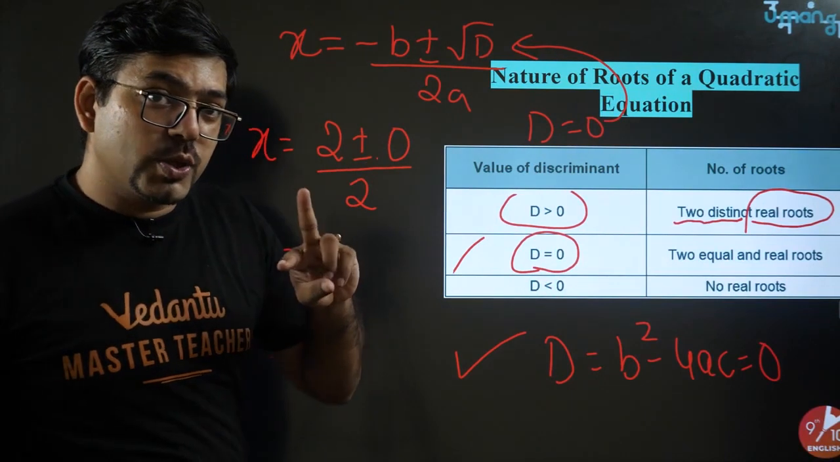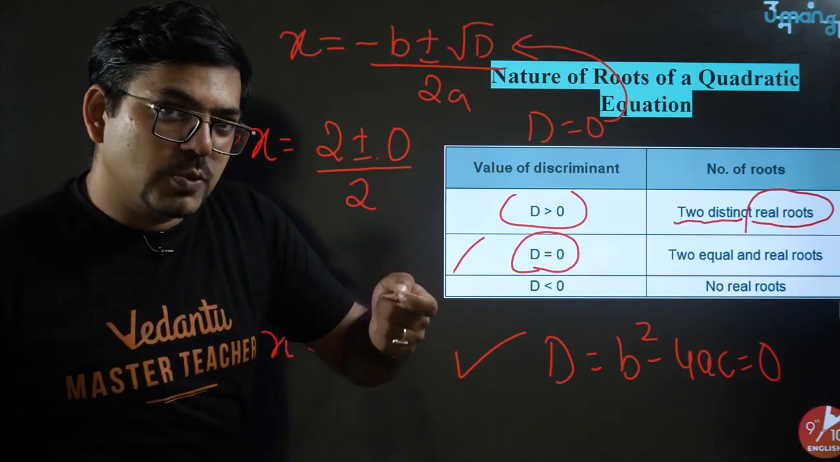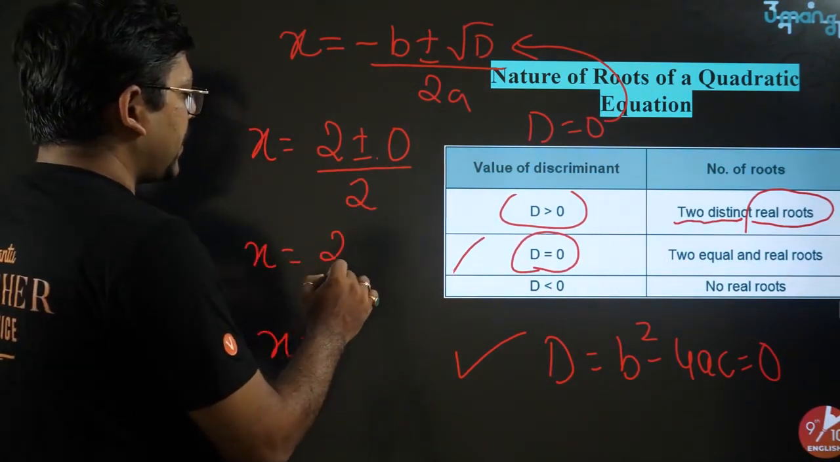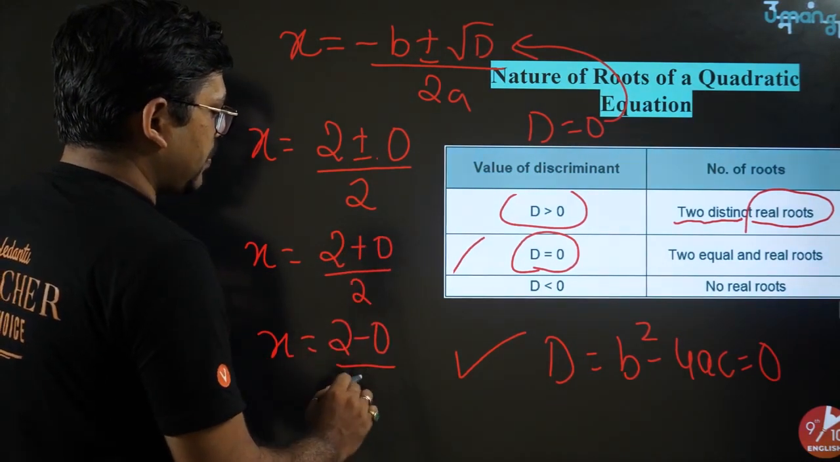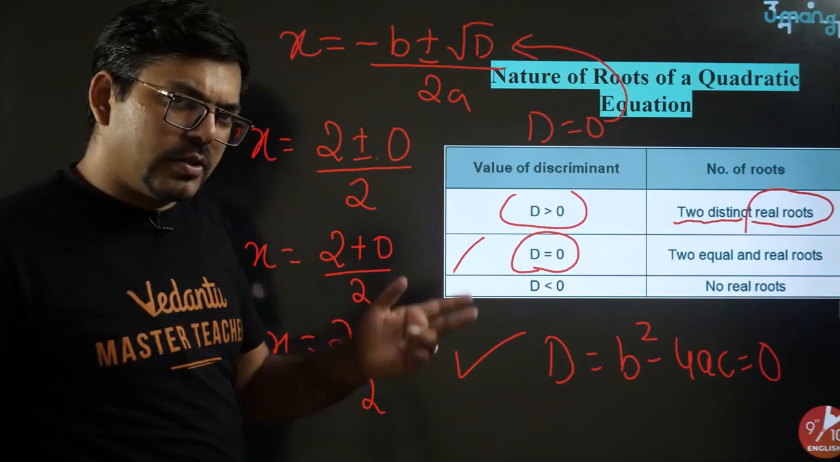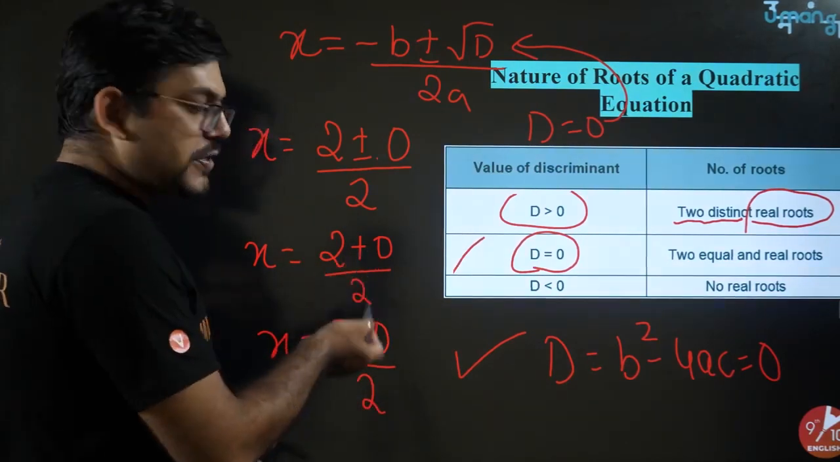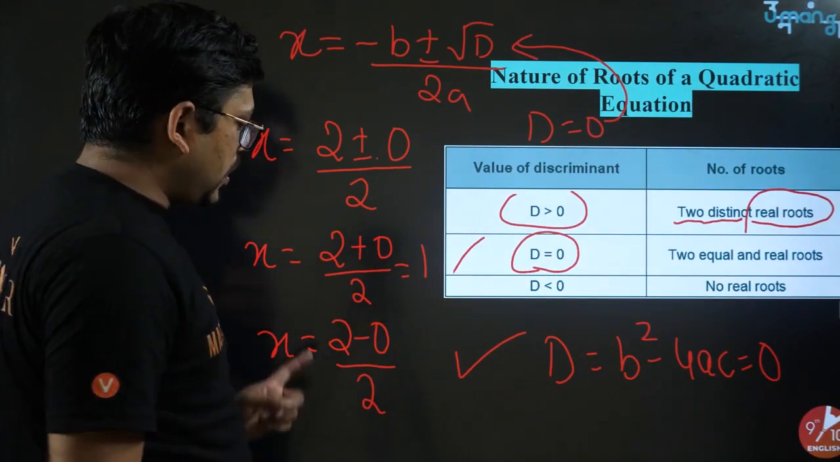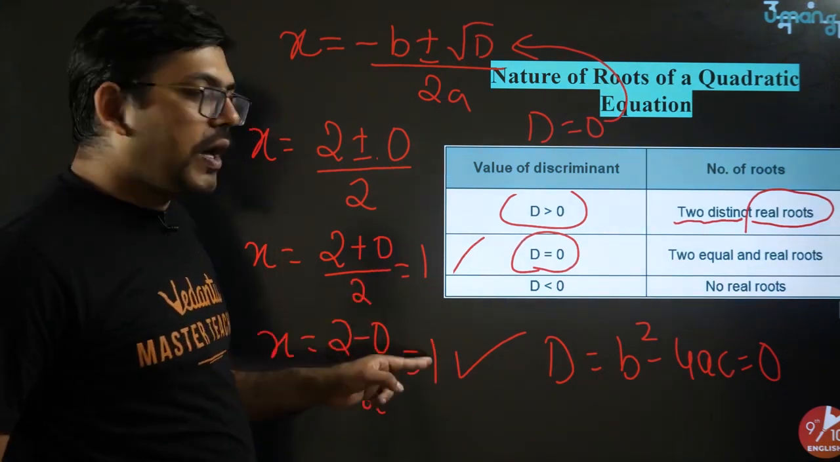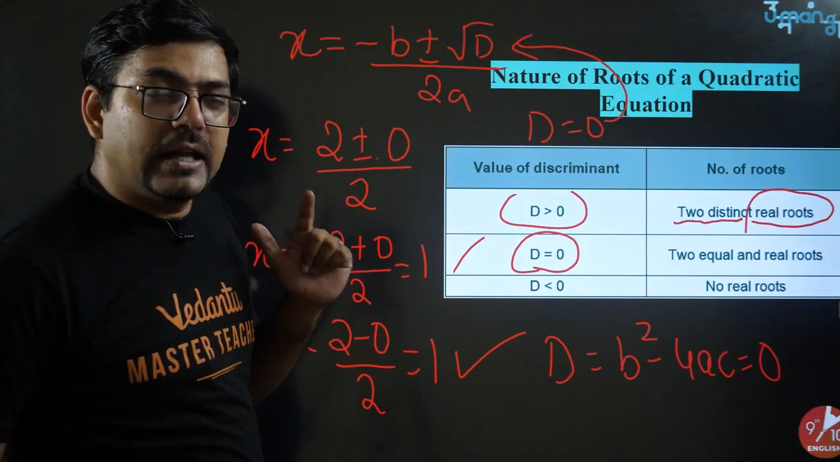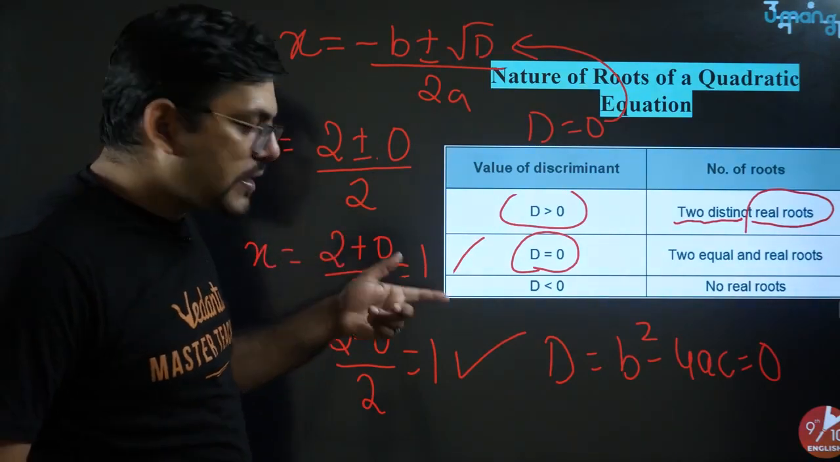So now for two zeros, what we used to do? We used to do plus ones, minus ones. So we will be writing 2 plus 0 divided by 2, and then 2 minus 0 divided by 2. Now just apply your common sense: 2 plus 0 is 2, 2 by 2 is 1, okay? 2 minus 0 is 2, 2 by 2 is 1. So we have got 1, 1 in both the cases. Don't you think that both the zeros are same?